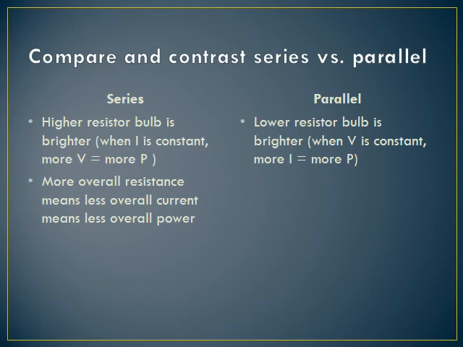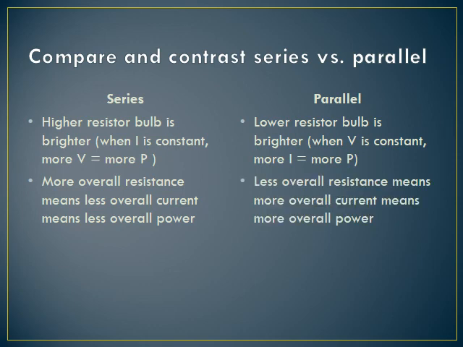Another comparison is that in a series circuit, there's more overall resistance because we keep adding up those resistors, and that means ultimately that there's less current in the circuit and less power in the whole circuit. So a series circuit is dimmer in general. And in a parallel circuit, it's the reverse. There's less overall resistance, so we get more overall current and more power.